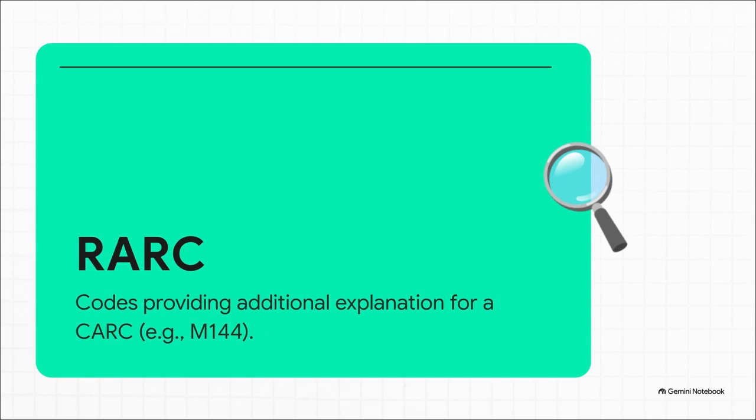Now, if CARCs give you the broad strokes, RARCs, Remittance Advice Remark codes, give you the fine details. They perfectly complement each other. The CARC tells you the general category of the denial, but the RARC is the magnifying glass. It gives you the highly specific clinical or administrative context. For example, you might get a general bundling CARC, but the RARC M144 specifically whispers to you, hey, this service bundles with a pre- or post-operative service. It's the exact clue you need to fix the overarching error.